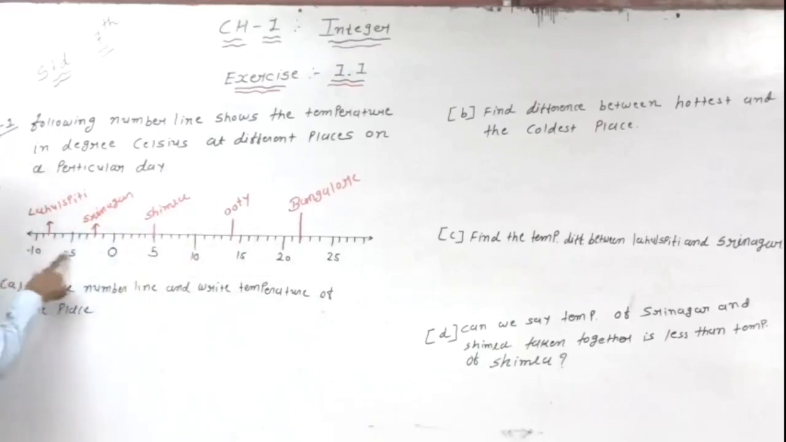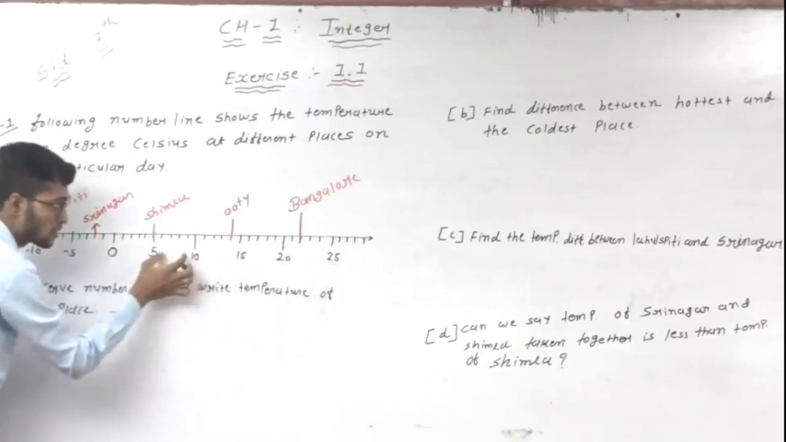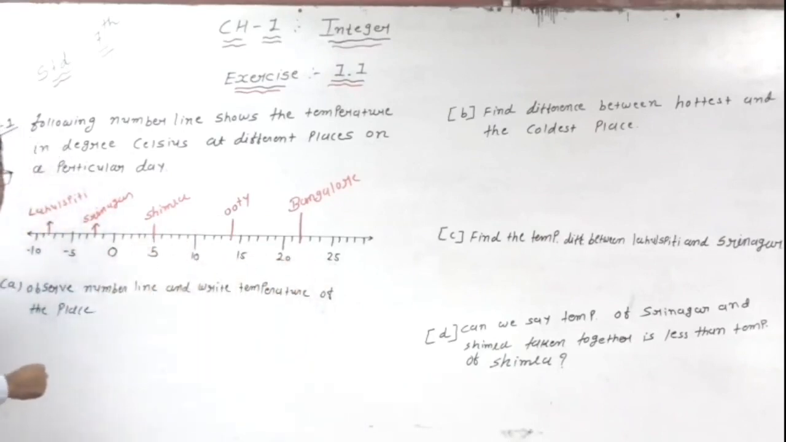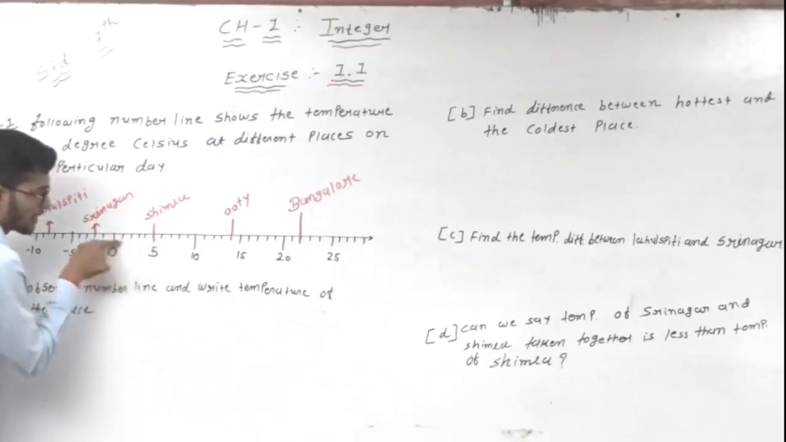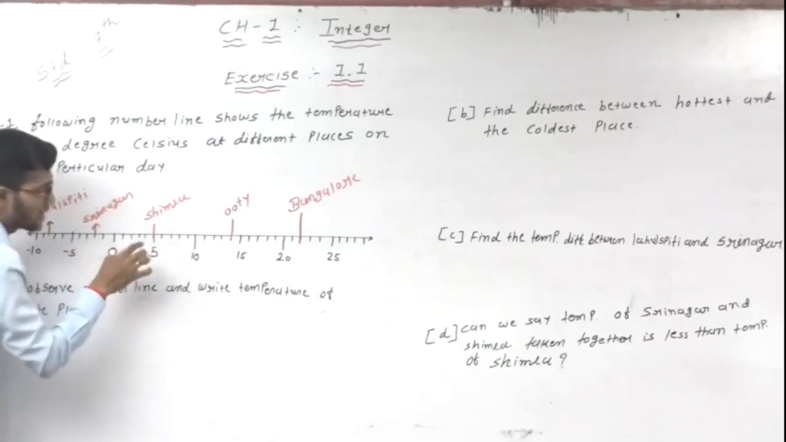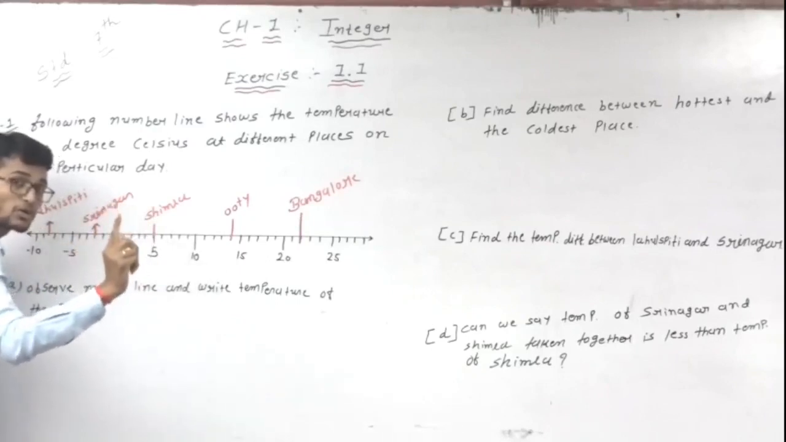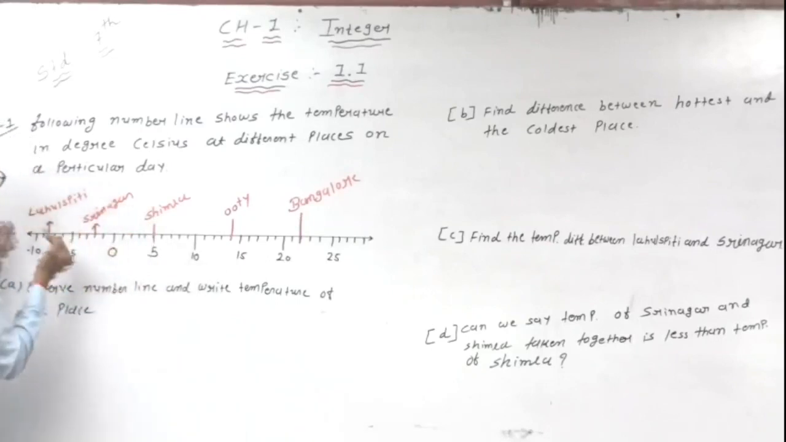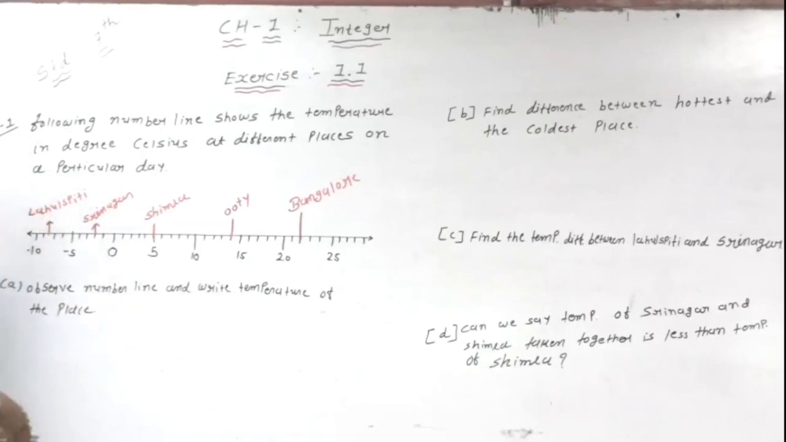Here it is -10, -5, 0, 5, 10, 15, 20 and 25. It means between two numbers the gap is a total of 4 digits. Why? Because here is 0. It means one line means 1, second line means 2, third line means 3 and fourth line means 4. It means each line's value is equal to 1. Okay. Now our first question, observe the number line and write the temperature of the place.